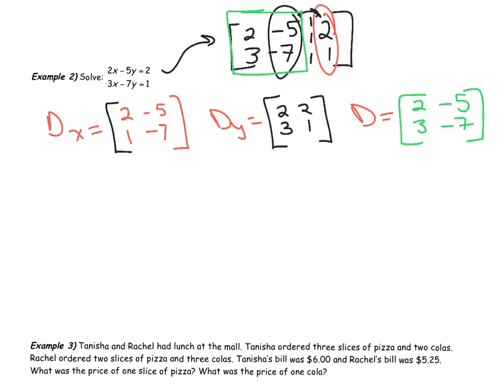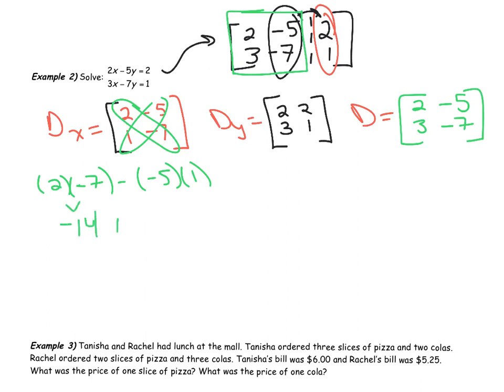All right, so guys, all we got to do is find the determinants for each of these. So to find the determinant for dx, again, we multiply along the main diagonal, and we're subtracting it from the opposite diagonal. So negative 7 times 2 is negative 14 plus 5, we get negative 9. So this is negative 9. So dx is equal to negative 9. We're going to be using that.